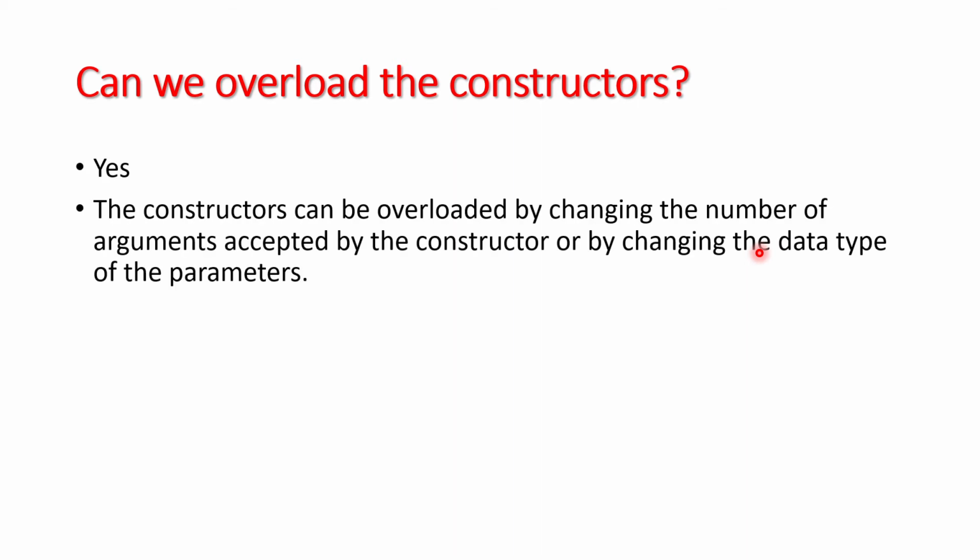How do we have the option? The constructor can be overloaded by changing the number of arguments accepted by the constructor or by changing the data type of the parameter, right? You can overload by changing the number of arguments, the parameters you are passing to the constructor, or by changing the data type of the parameter. So in this way we can do it, right?